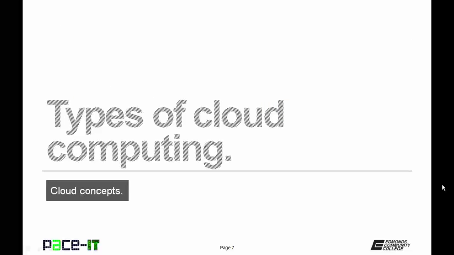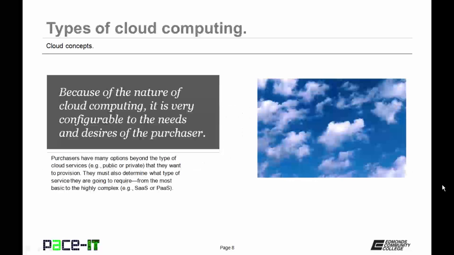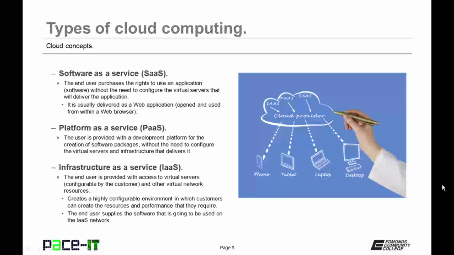Now let's discuss types of cloud computing. Because of the nature of cloud computing, it is very configurable to the needs and desires of the purchasers. Purchasers have many options beyond just the type of cloud service, as in public or private, that they want to provision. They may also determine what type of services they are going to require, from the most basic to the highly complex. So what types of cloud computing are there?